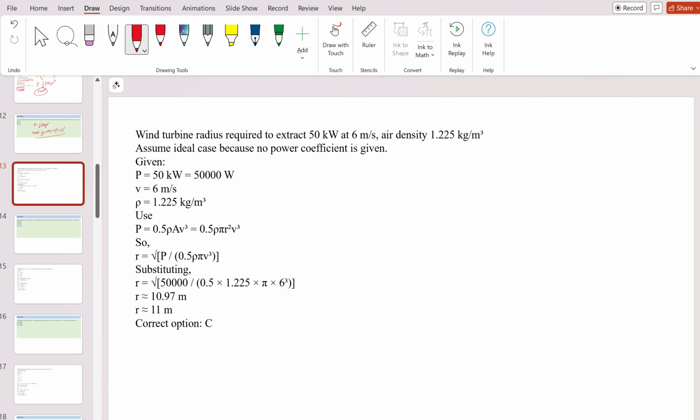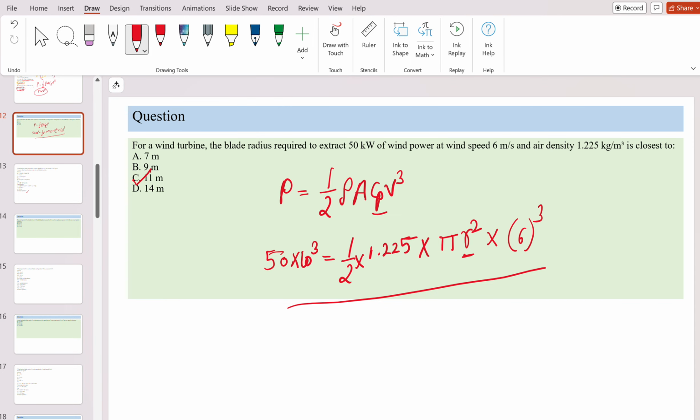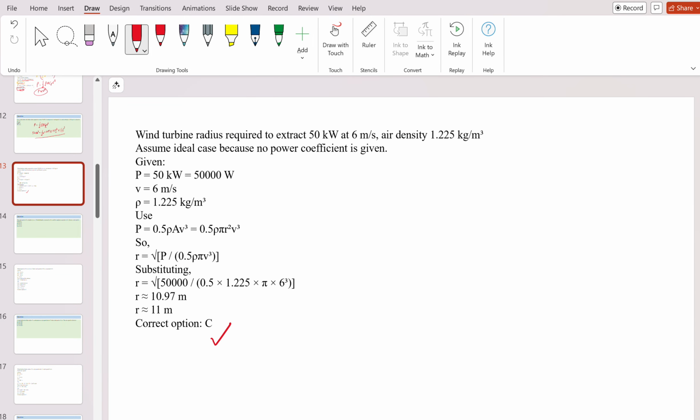So from here you can get the r value. After solving, it will come out to be option C, that is 10.97, nearly 11 meter. So 11 meter is the correct answer. You just have to use the formula, put in the values given, and then you can find out what is required. Okay, let's move further, try to solve this problem.